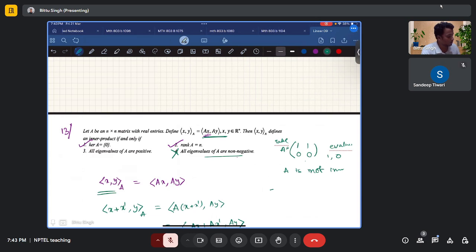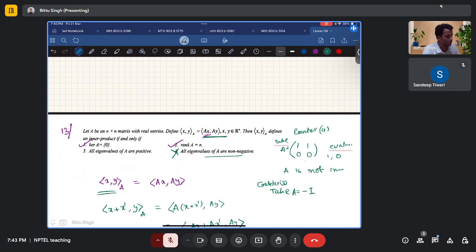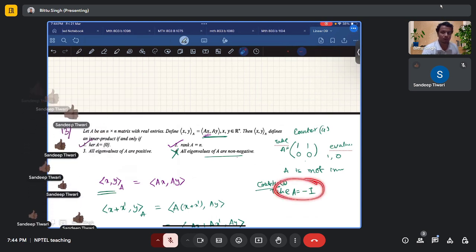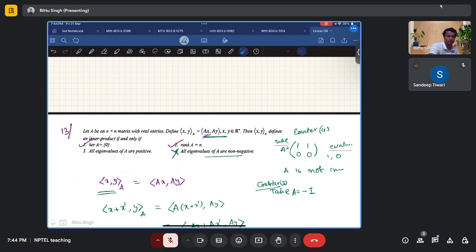For example, take A equal to minus I. This is a counterexample for 3, because the given condition is if and only if. So we see that this is an inner product, but the eigenvalues are not actually positive. Both eigenvalues are minus 1. Okay, okay, Sandeep.